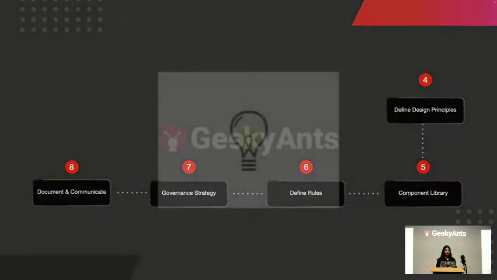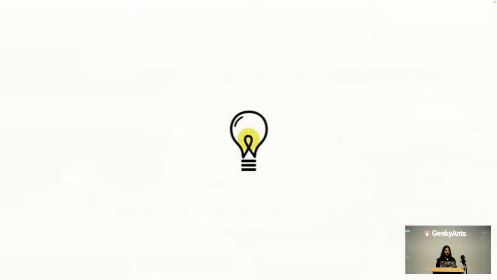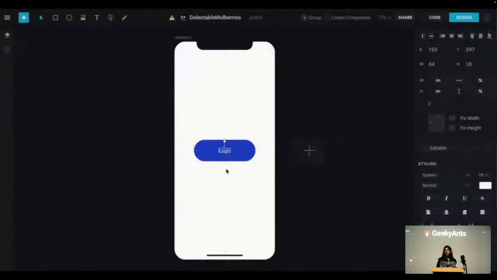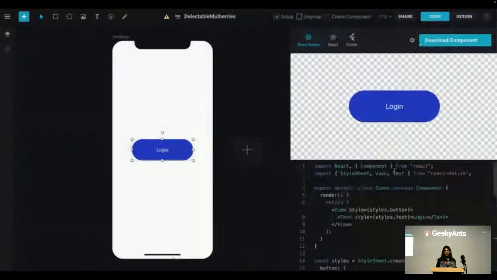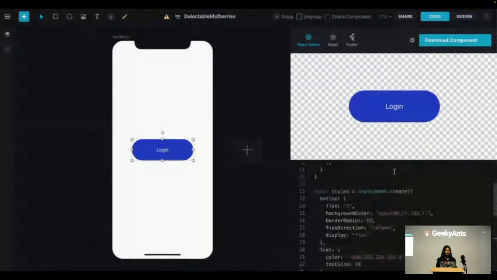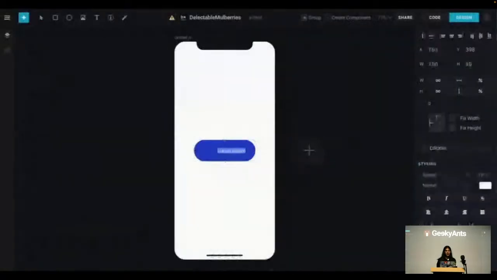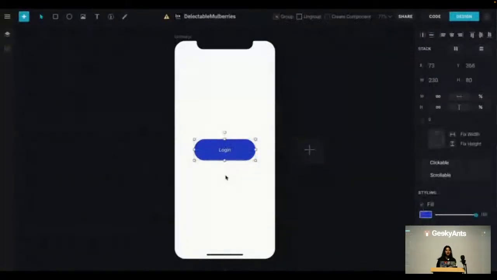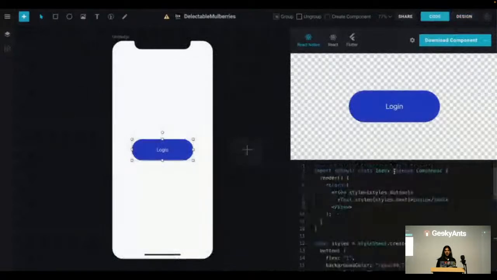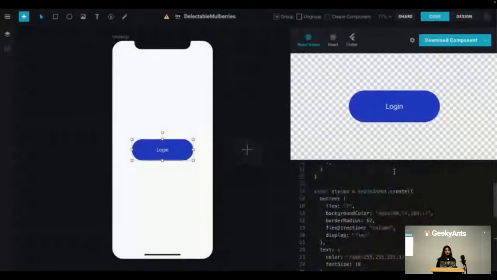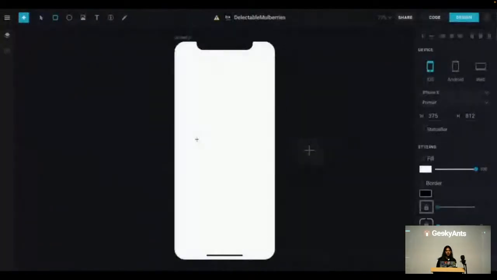So yeah, we at GeekyAnts were always into building things. We first built BuilderX. It generates React and React Native code for you. There were a lot of features by which you could easily build production ready applications, but this had some limitations, so we could not reach its full potential.